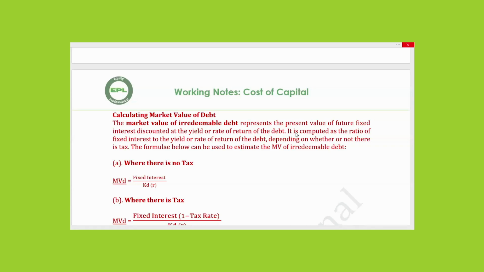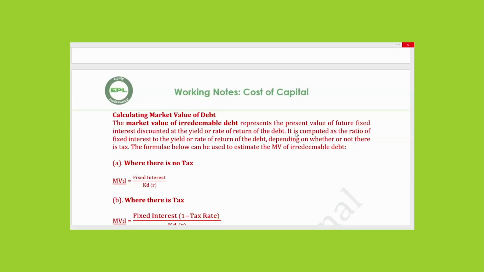And I also mentioned that the only thing that differentiates redeemable preference share and irredeemable preference share is if you are given the redemption dates. So if you are not given the redemption dates, you are going to calculate cost of irredeemable preference share.